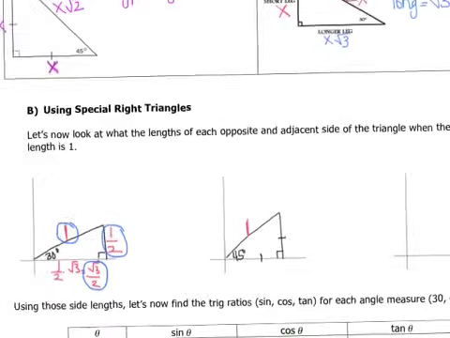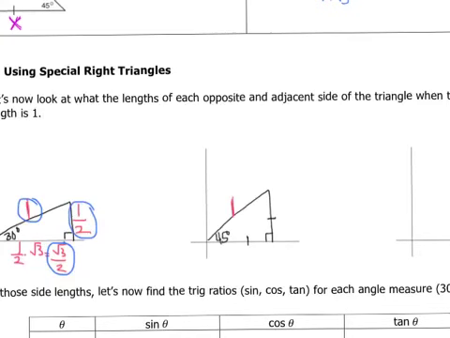So let's do just that. I'm going to take 1, divide it by radical 2, rationalize your denominator. So this is radical 2 over 2, and that is the length of both legs, guys. That's the length of both legs.